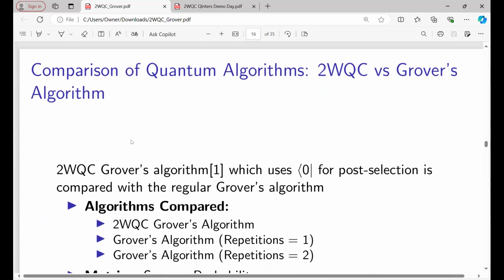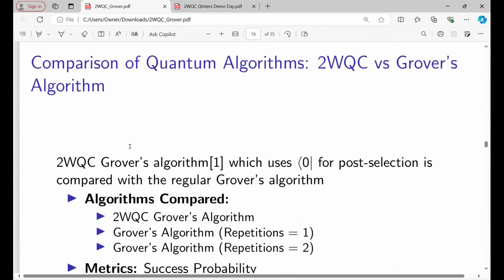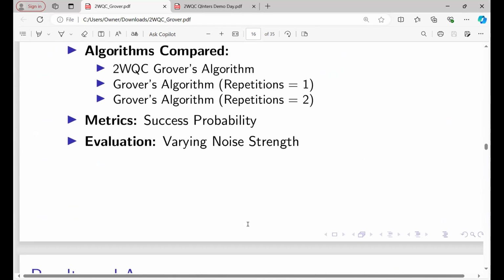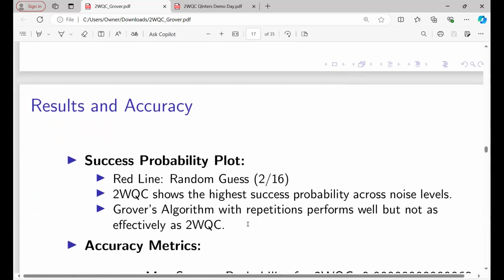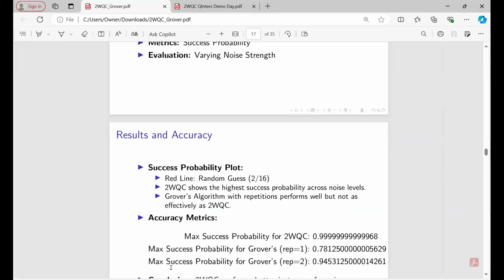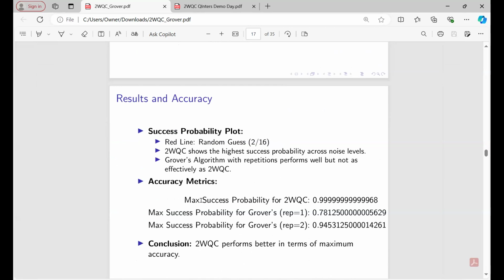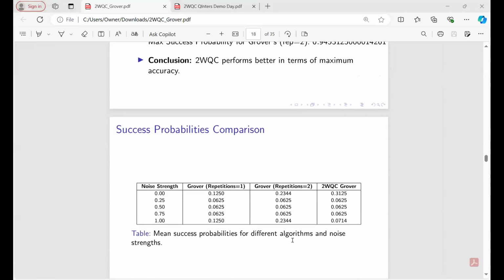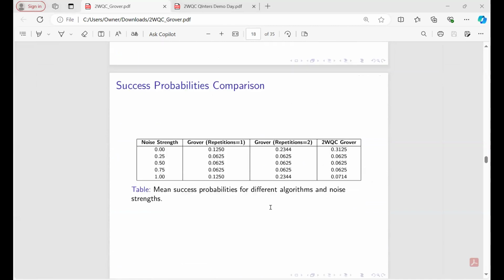This showed here. This was the comparison between the two-way quantum computing and the regular one. We tested between various noise strengths. And this is just a summary of the results we got up there. It showed the max success probability for the two-way quantum computing was much higher than just the regular Grover's, so we determined that it performs much better in terms of accuracy as compared to the other two. And here's just a table that kind of reinforces that.